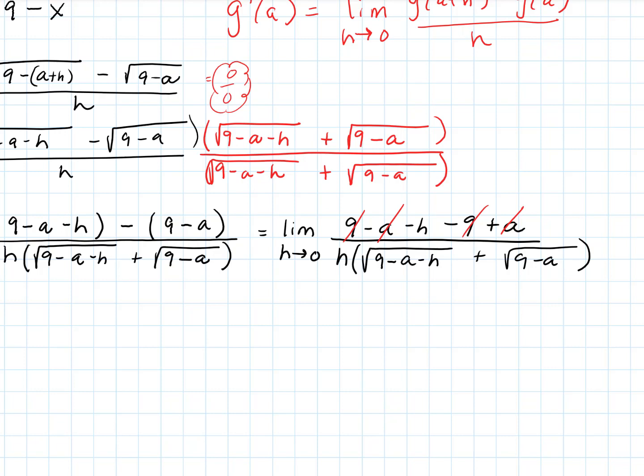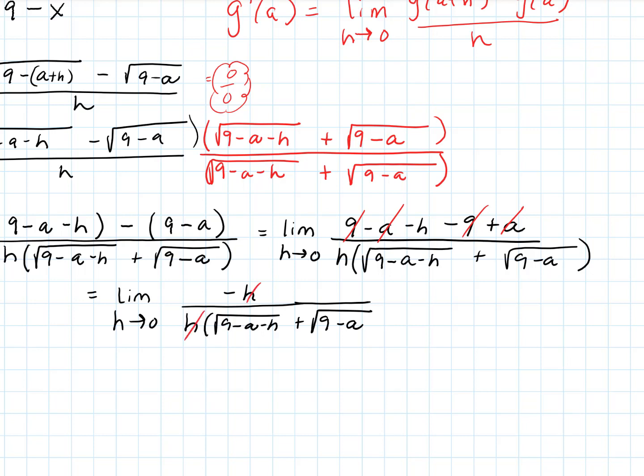Okay, and that's what we end up with there. And then to finish this out, we've got the limit of simply, let's write it out. So all those canceled, and then we had minus h over h times the square root of 9 minus a minus h plus the square root of 9 minus a as h goes to 0. Now notice that the h's cancel from the top and the bottom, so I have just 1 in the top. And so now what we're looking at is just the limit of negative 1 over those two roots, the square root of 9 minus a minus h plus the square root of 9 minus a as h approaches 0.